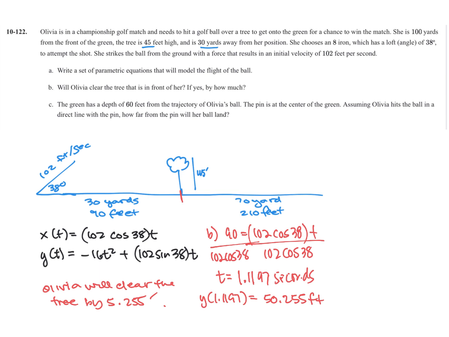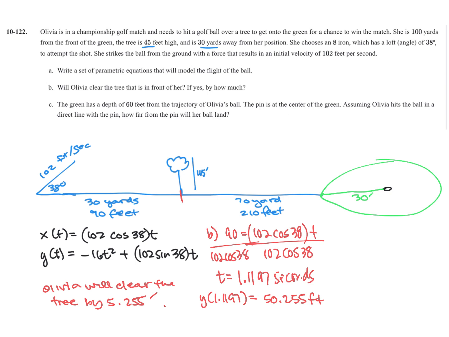All right, letter C. The green has a depth of 60 feet from the trajectory of Olivia's ball. The pin is at the center of the green. Assuming Olivia hits the ball in a direct line with the pin, how far from the pin will her ball land? Okay, so I'm going to draw in the green. So what this means is the green is here. And the pin is directly in the center, it says. And it has a depth of 60 feet. So that means this is 30 more feet.